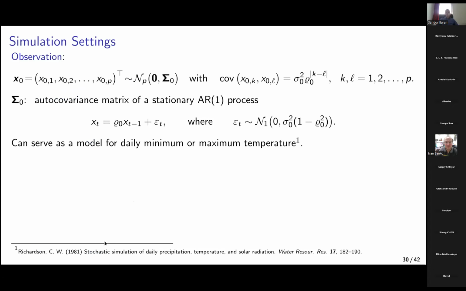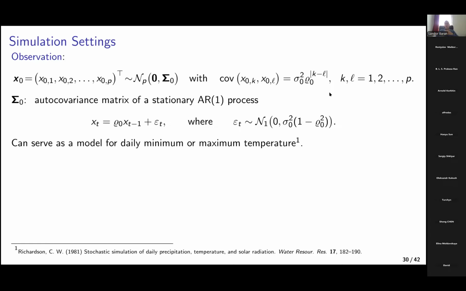In the first case, we assume that we have a p-dimensional Gaussian observation with zero mean and a given covariance matrix. This is a well-known covariance structure, because the covariance matrix is the autocovariance matrix of a stationary first-order autoregressive process. There was some heuristic behind this, because such a first-order autoregressive process can serve, see the reference here, as a model for daily minimum or maximum temperature. So you could see these p-dimensional observations as a vector of daily minimum temperature for p subsequent days.